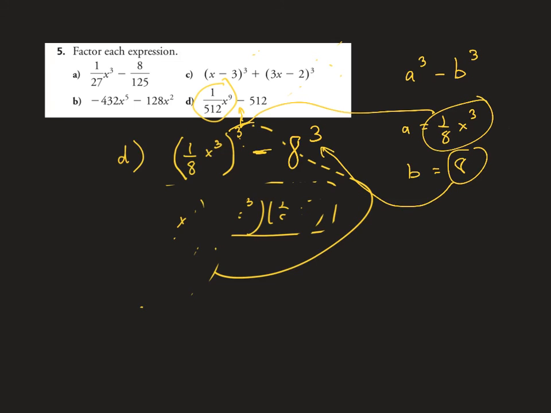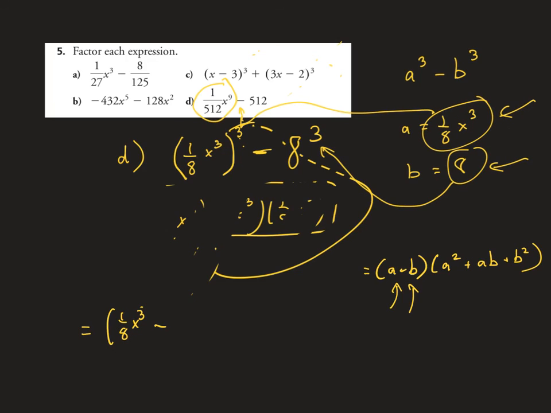So a cubed minus b cubed is simply equal to a minus b times a squared plus ab plus b squared. All right, so let's do that. So for d, that is equal to, well, a minus b. We got 1/8 x cubed is your a value, as you can see, minus b, which is just 8. There's one of our factors.